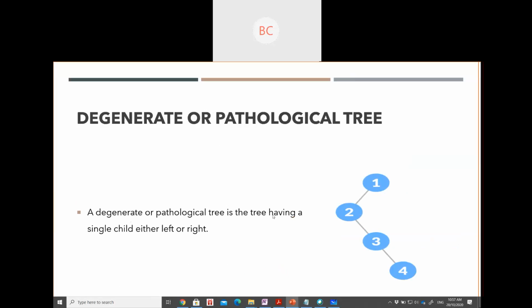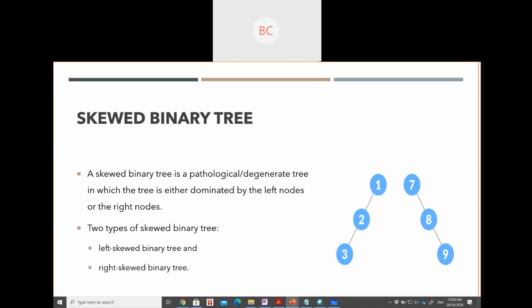It's the degenerate or pathological tree. So, in this case, it does not follow that it will have two and all. It will have a single child. Okay, so this is not exactly like a binary tree, because for the binary tree, it should be maximum two children. But in this type of tree, it always has a single child, and it can be either towards the left or the right side. Again, based on the left and right side, we can just say it's a skewed binary tree. The name is still binary tree, but it actually has just a single child for each node.